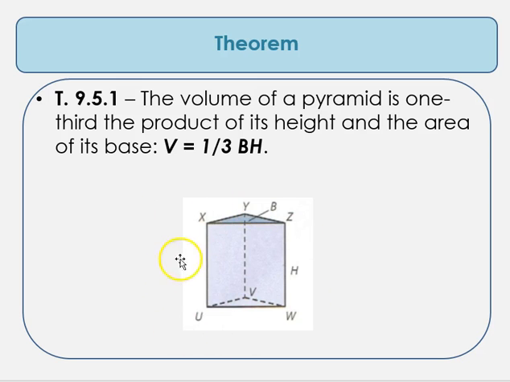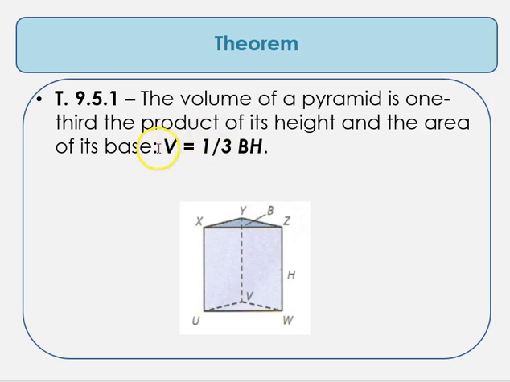So we have the prism, once again, and if we were to do a cross section, it would be 1/3 of the base times the height.